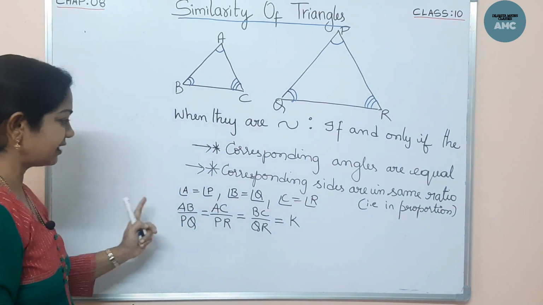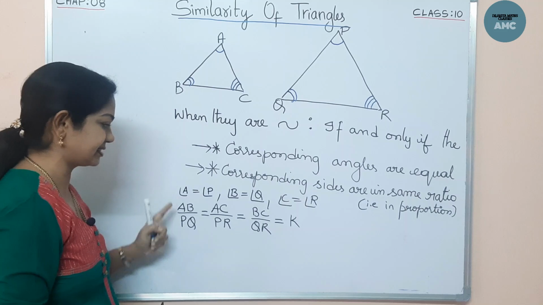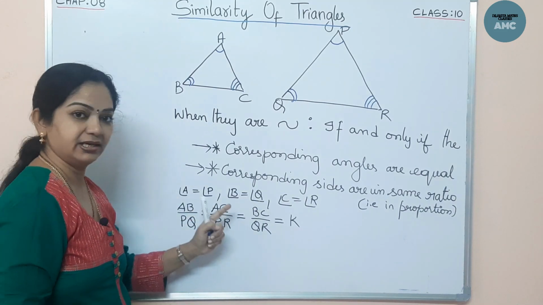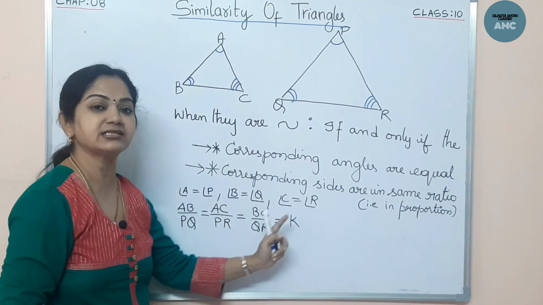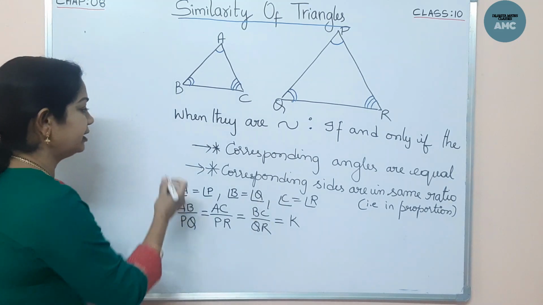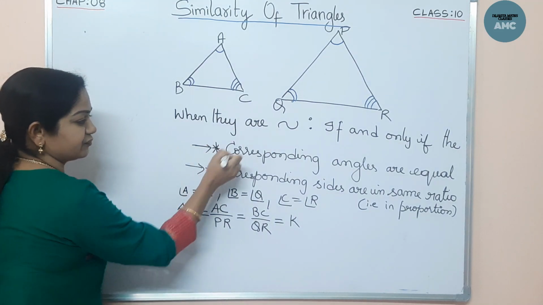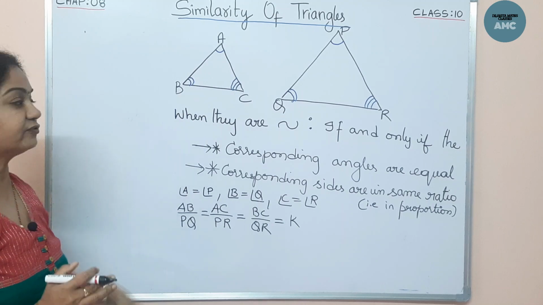So that means we are telling that the corresponding sides, these are the corresponding sides, are in the same ratio. Then only, these two are the important conditions for the similarity of triangles.